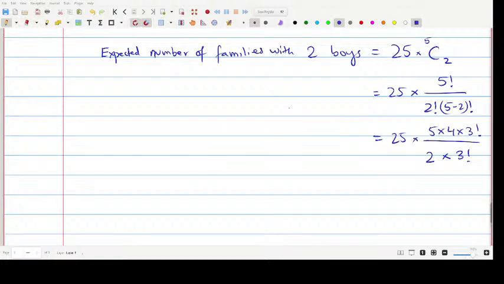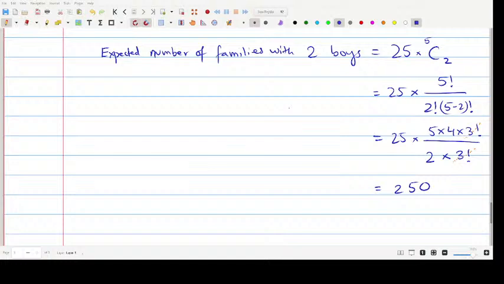And you see very nicely, you can cancel this 3 factorial, right? That's why I said that it's a smart way. Also you can cancel 2 and 4. You'll get a 2 on the top in place of the 4. So 2 multiplied by 5 is 10, multiplied by 25 is 250. Therefore, the expected number of families with 2 boys is 250.